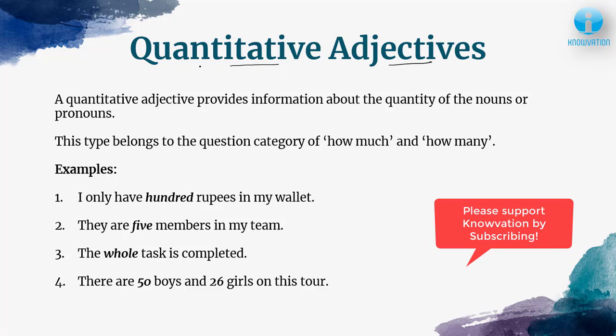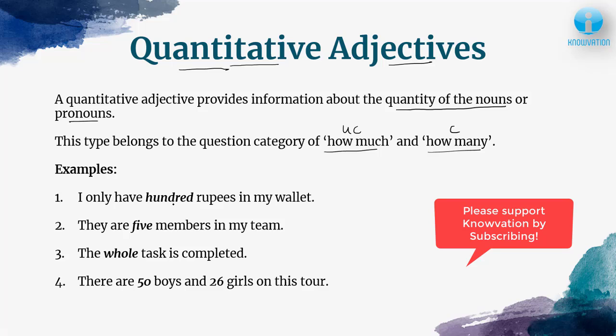So quantity बताने वाले, quantitative से हमें समझ में आना चाहिए कि they are going to show some quantity. Okay, so a quantitative adjective provides information about the quantity of the noun or the pronoun, and this type belongs to the question category of how much or how many. So ये दो टाइप के क्वेश्चंस का आंसर देते हैं, that is how much और how many. यहाँ पर uncountable और यहाँ पर countable. Let's see the examples so that will be more clear.